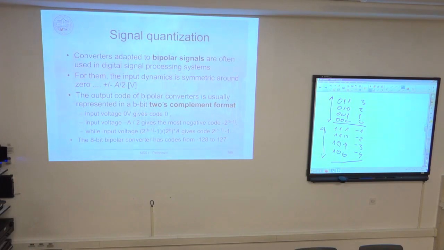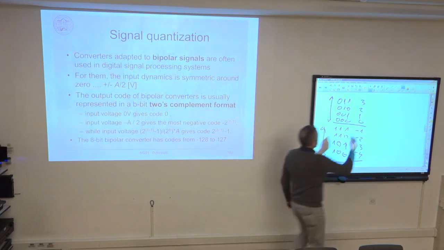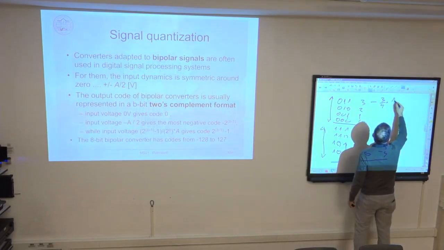And if I want to find the value of the signal, so this value is what? 3 times over 4 times a half.